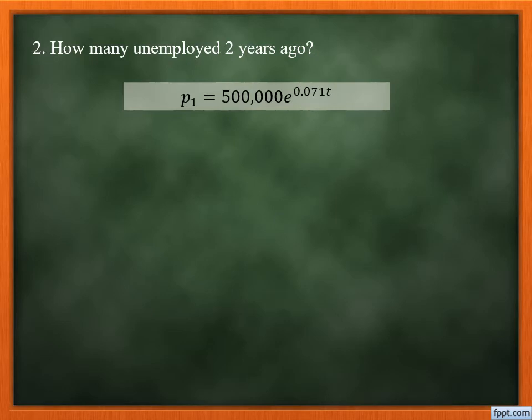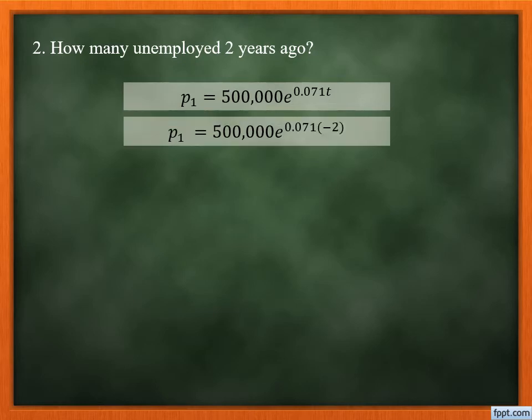Next, the second problem is how many unemployed 2 years ago. So this is our mathematical model for the problem. Substituting the given, which is t is equal to 2, we will have P sub 1 is equal to 500,000 e raised to 0.071 times negative 2. We use a negative sign because it is past.